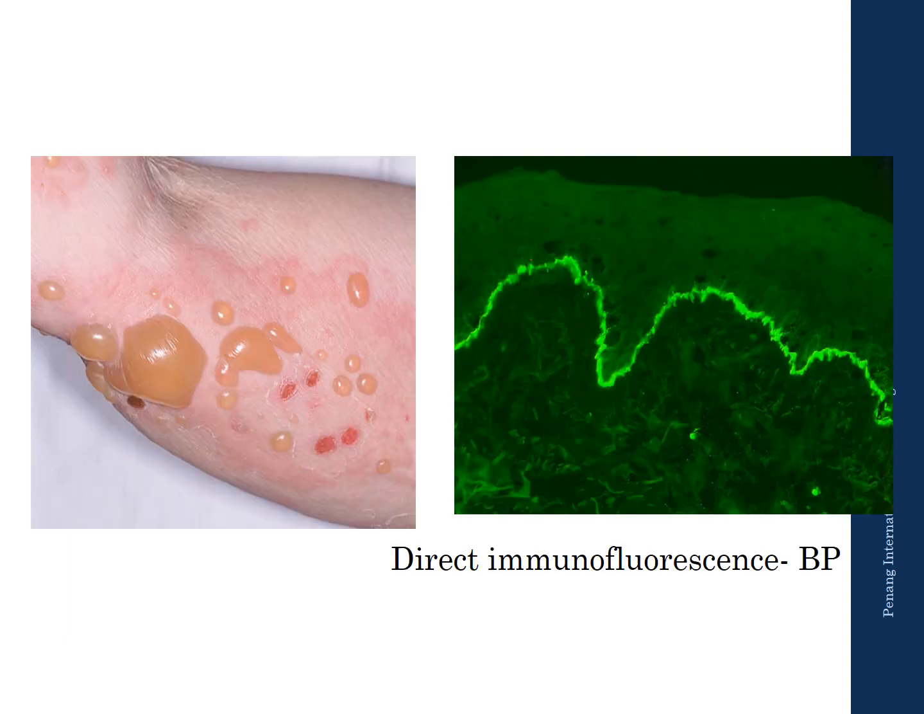So this is an example of how bullous pemphigoid looks on the skin of an elderly person. On the arm, you can see the large bullae, and this is the direct immunofluorescence image of bullous pemphigoid. You can see the autoantibodies which are seen around the lamina lucida of the basement membrane.